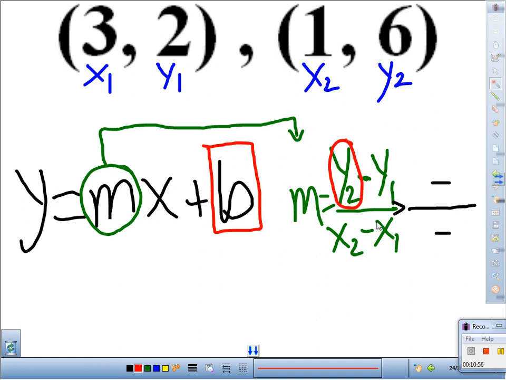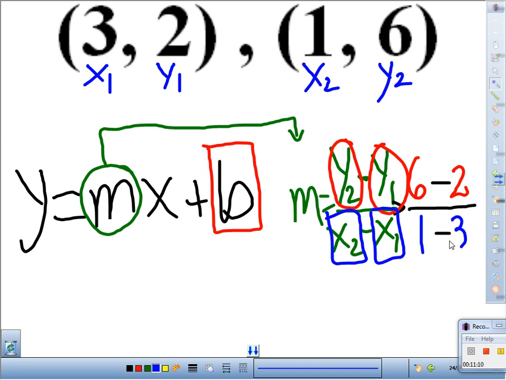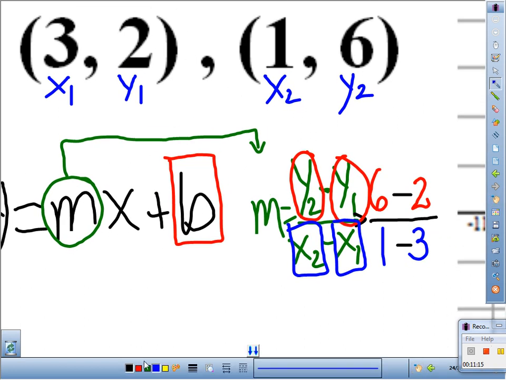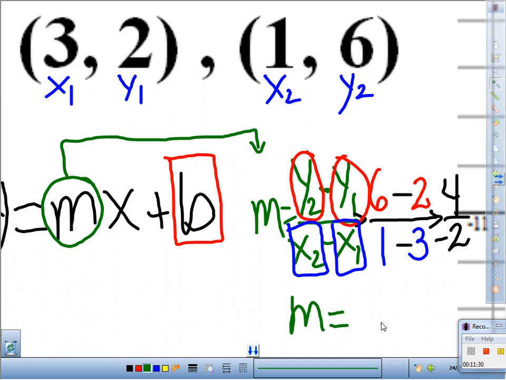So, what is y sub 2? 6. What is y sub 1? 2. What is x sub 2? 1. What is x sub 1? 3. Okay? So, what is 6 minus 2? 4. What is 1 minus 3? Negative 2. So, my slope is negative 2. Let's box that.